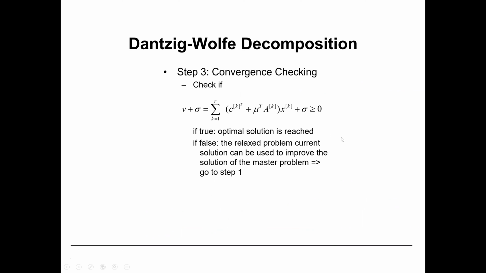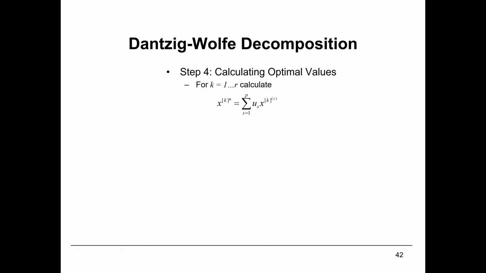All right. So if this convergence criterion is holding, which means this value is positive, then we have reached the optimal solution, so we should go to the next step. If not, the relaxed problem of the current solution can be used to improve the solution of the master problem. So we have a new feasible solution, and then we go to step 1 to repeat the same steps. All right. So let's say we have reached convergence. What's next? We already have the optimal values of U1, U2, and UP, right?